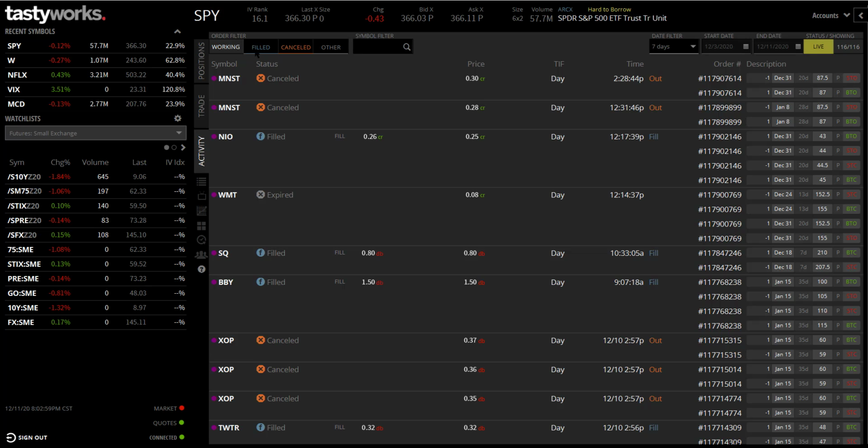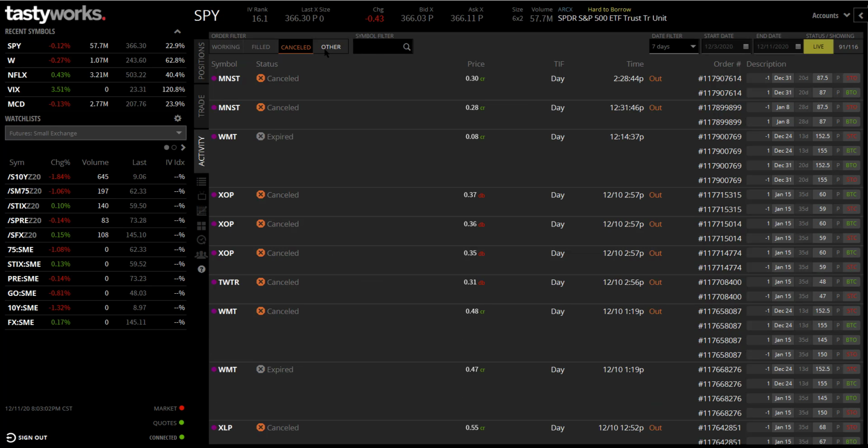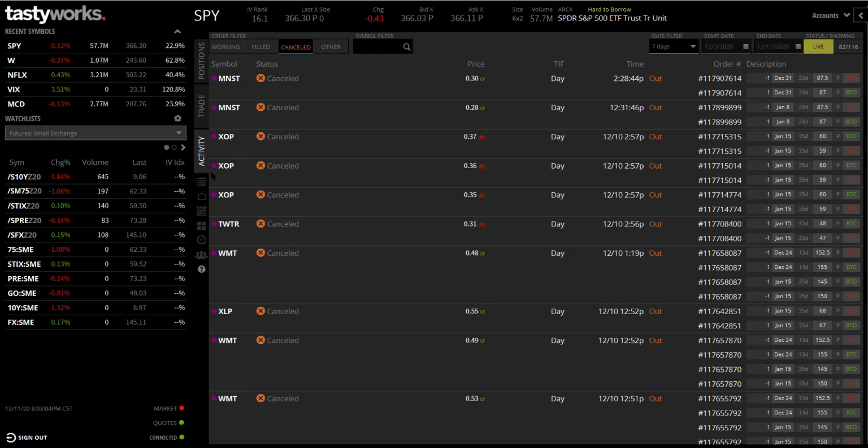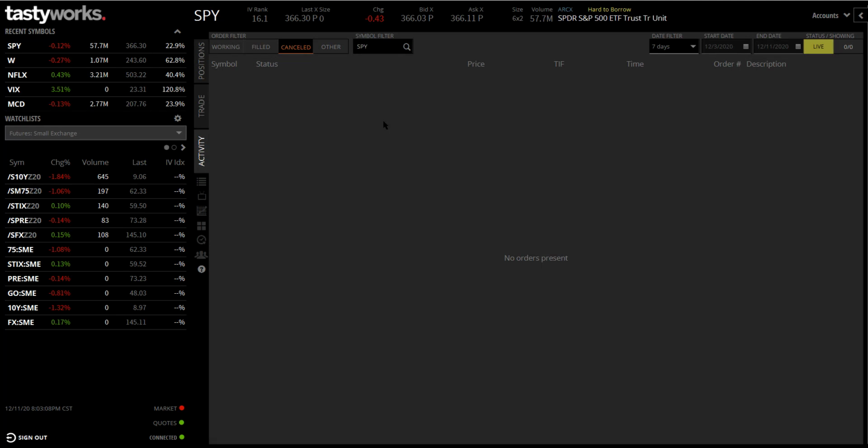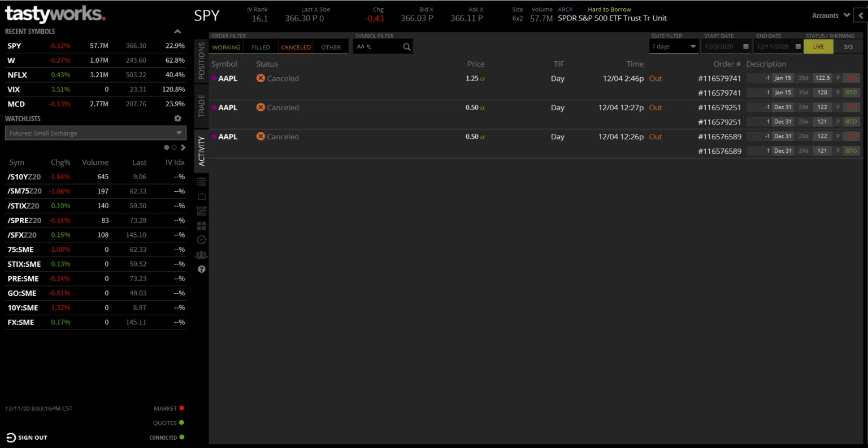So you can find your history very quickly from doing this activity trade here in the middle. And you can scan for things too. Maybe you just want to know how many SPY trades you put on or were filled. Or let's try something that I actually trade on this account, Apple. So there's Apple trades that I had put on but needed to be canceled.